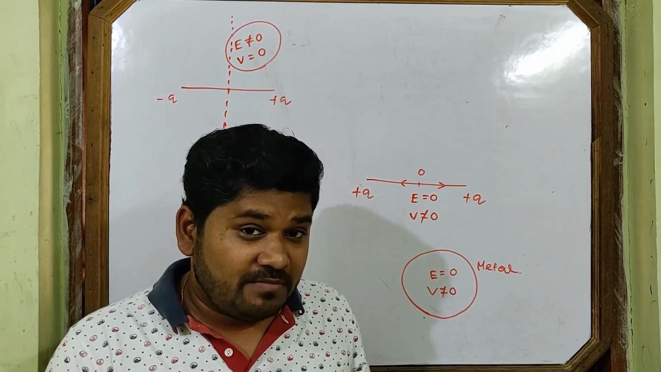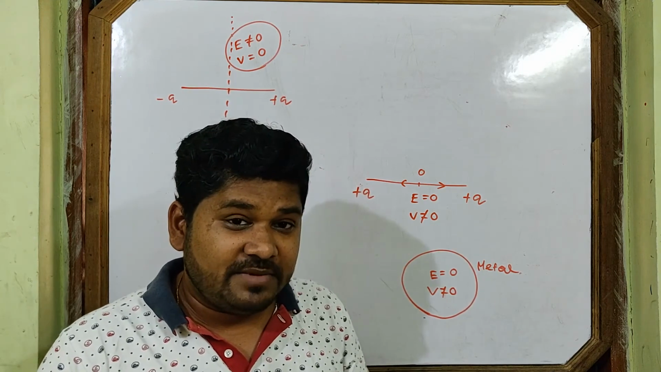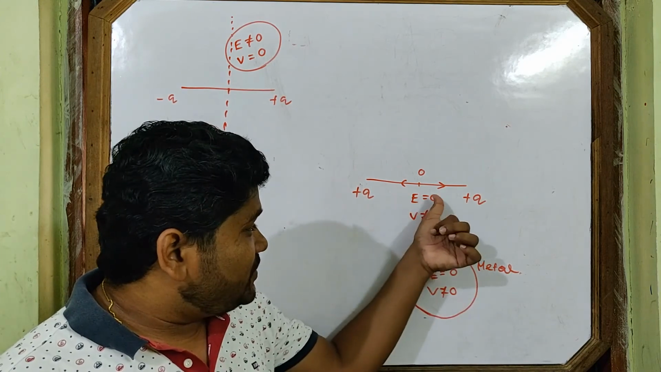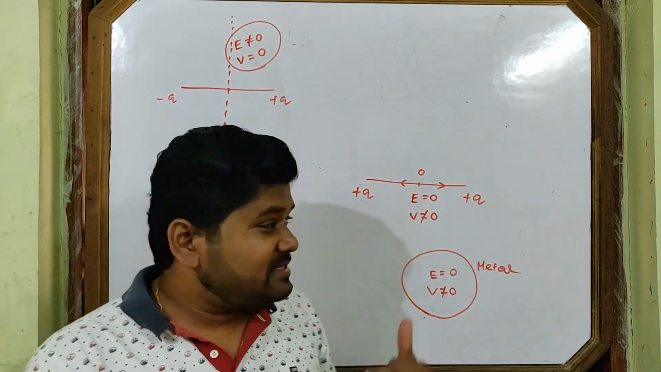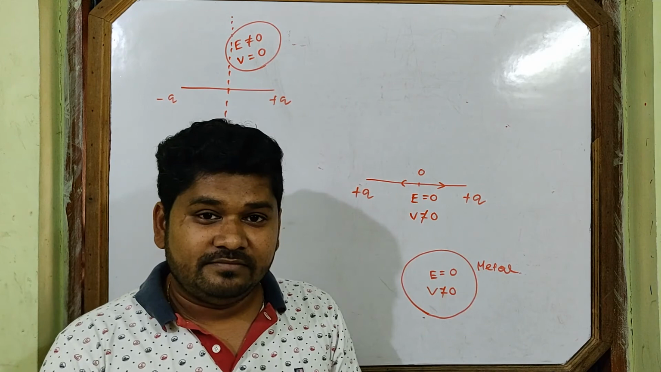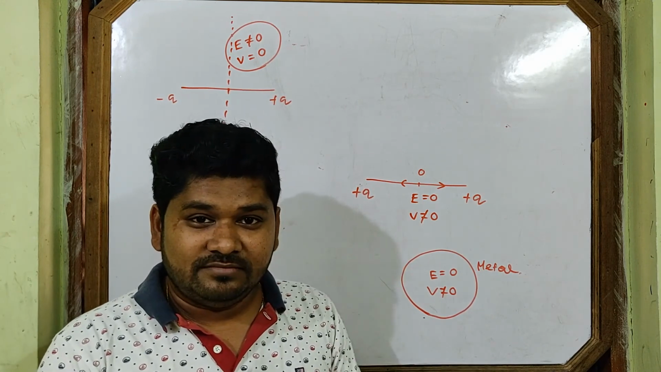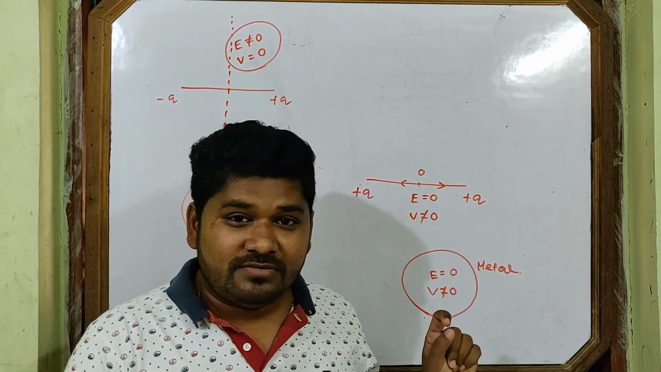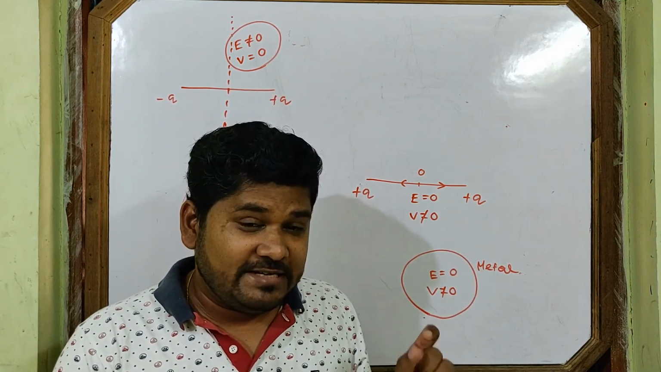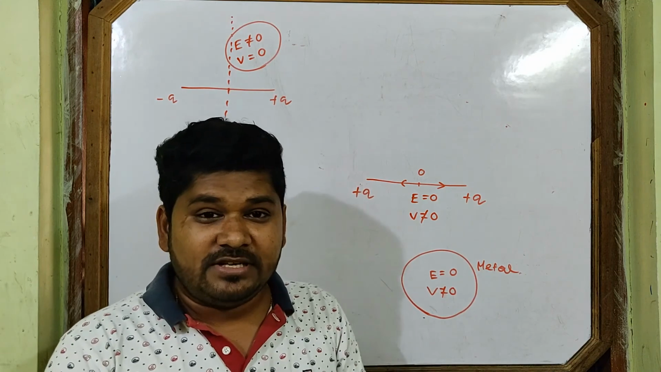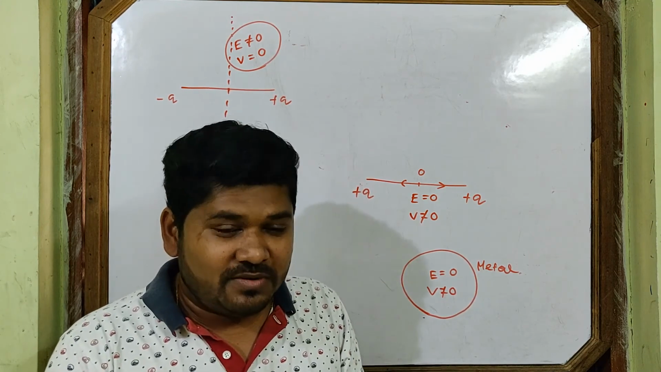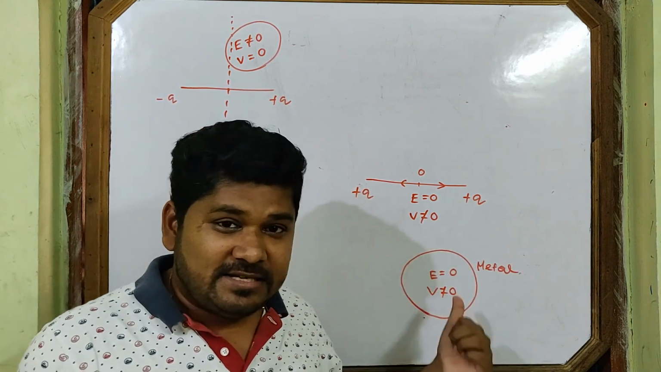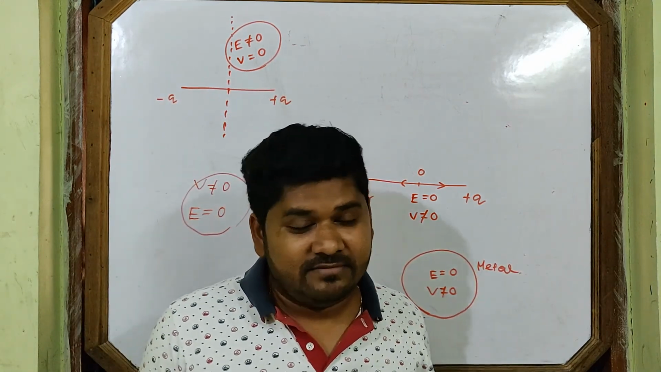This question may come in different language in the exam, with slightly more difficult wording. Does a zero intensity point necessarily have zero potential? No. Live example is here. Intensity 0 but potential non-zero. I am repeating the question. Does a zero intensity point necessarily have zero potential? Answer is no. Example, at the midpoint of two equal like charges, inside a closed conductor.